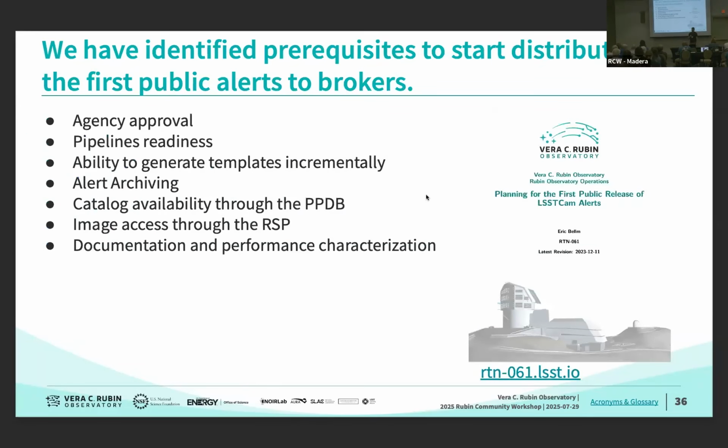Some time ago, we wrote a document, because we always write documents in Rubin, that went through a list of what we thought we needed to do before we could start distributing alerts publicly to the brokers. In particular, we needed some approvals from our funding agencies. We need the pipelines to be ready. We need templates. We need to archive the alerts that we're sending. We want to make our catalogs available through the PPDB, or the Prompt Products Database, which is queryable by data rights holders. We want the images that we're processing to be available to users, again through the RSP for our data rights holders. And of course, we have to document and characterize performance.